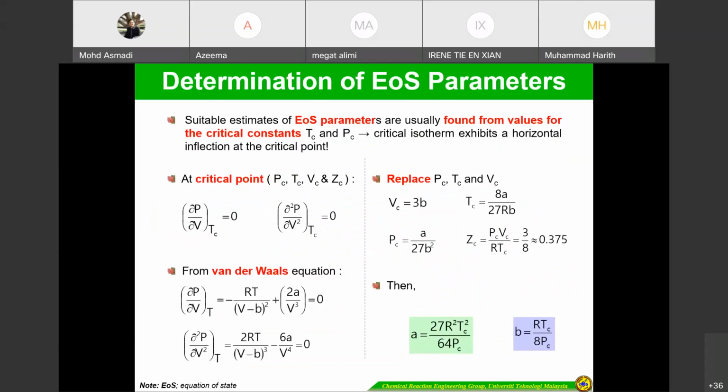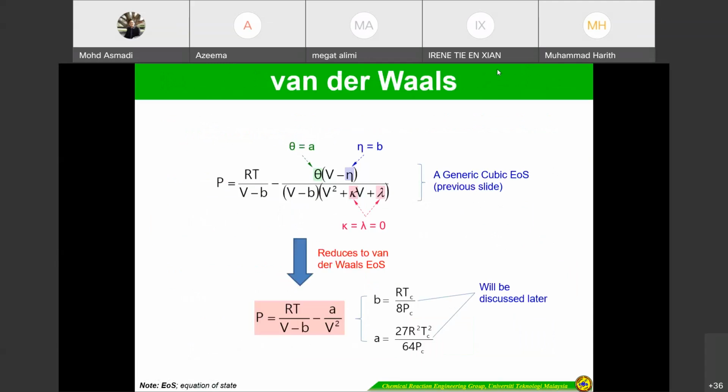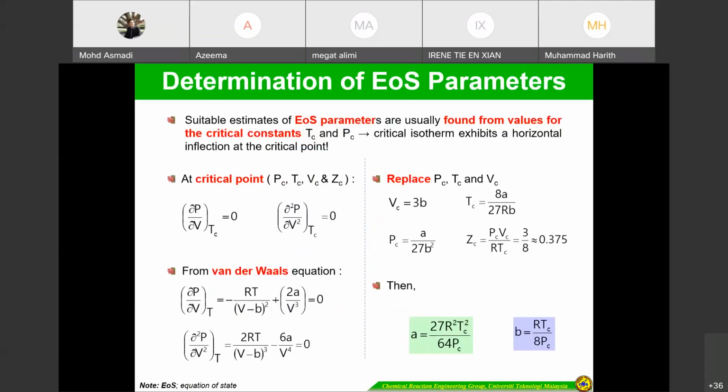Okay, so this one is just the how-to. Because I wrote here it will be discussed later, right? This is actually the derivation of how to determine this parameter. But for now I think you just use this equation. No need for the derivation.